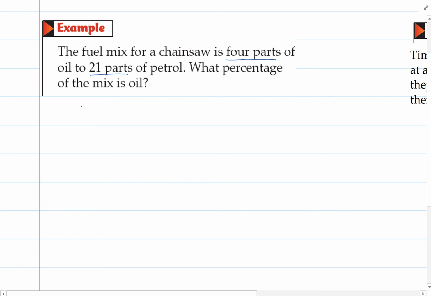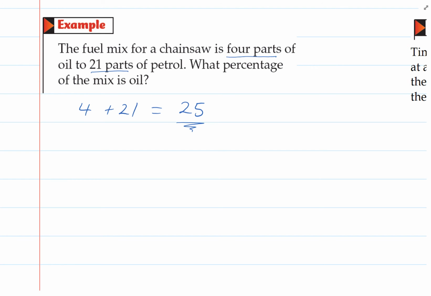So if you have 4 parts of one thing and 21 parts of another, that means that all up you've got 25 parts. So we can think of 25 as our total of oil and petrol put together. If it's asking what percentage of the mix is oil, well, the oil part is 4 out of a total of 25. And so to get that into percentage, we times it by 100, and that will come out as 16%.